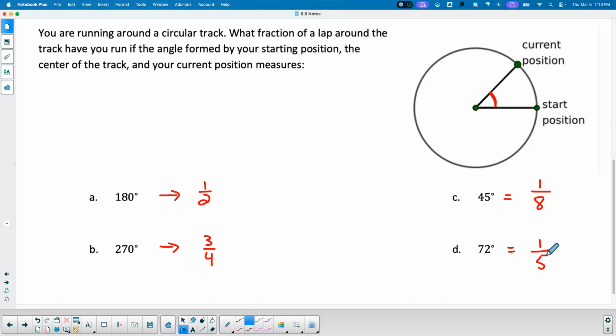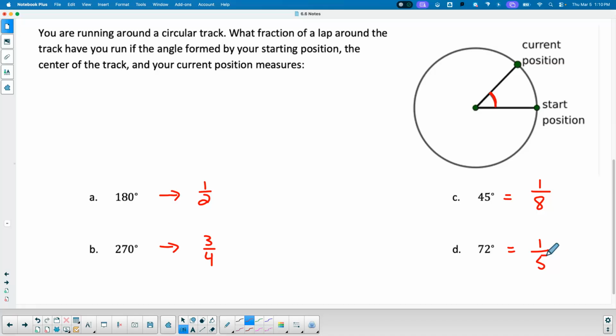Ivy, how'd you come up with that? I just took 360 divided by 72. And that broke it up into 5 equal parts of 72 degrees? Yep, and you did one of them, so it was 1/5. Could we have done that on all of them? Yeah, but we didn't. 360 divided by 180 is 2. We ran one of those 2, so that's why it's 1/2.